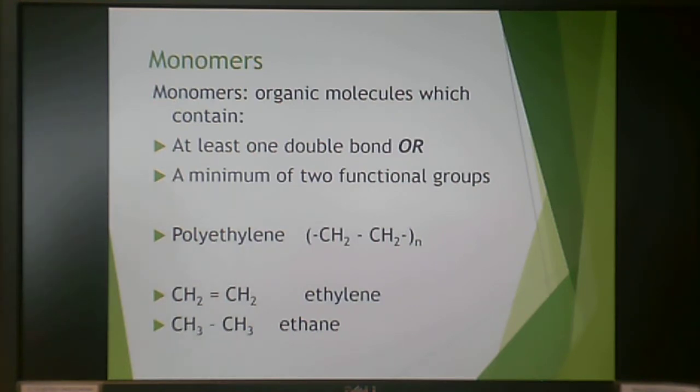Monomers are organic molecules that contain at least one double bond or a minimum of 2 functional groups. So this is our backbone structure of polyethylene. Here we have 2 possible candidates for what would constitute monomers for polyethylene. Here's ethane, here's ethylene. Based on these criteria, a monomer is an organic molecule which must contain at least one double bond or a minimum of 2 functional groups. These ethane groups don't really react with anything, so those aren't really functional groups. But there's a double bond present in ethylene. So in order to make polyethylene, ethylene is our monomer. It's a big clue if something has poly in front of it. Ethylene is the monomer, polyethylene is the polymer that you make from ethylene monomer.